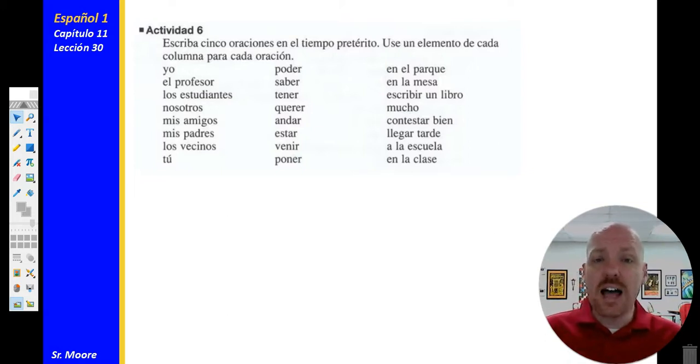I would like to see 5 sentences here so that I can see that you understand how to construct the preterite tense in Spanish sentences. Go ahead and write those in a scratch sheet of paper or in a blank spot in your workbook, and we'll take a look at those together. All right, I look forward to looking at those sentences. I hope that went well for you.